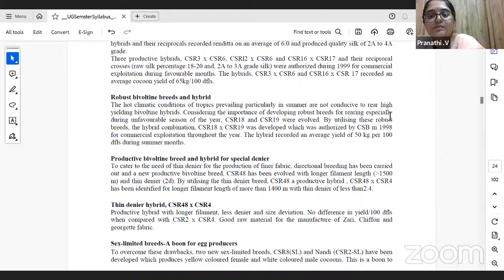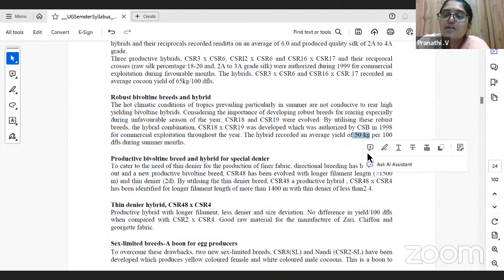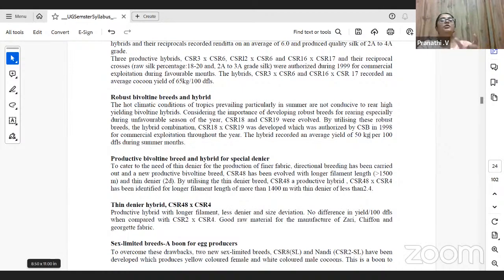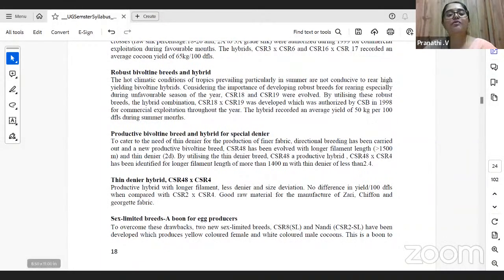What happened was, using robust breeds, the hybrid combination CSR 18 and CSR 19 was developed, and this was again authorized by the Central Silk Board in 98. The hybrid recorded an average yield of around 50 kilos per 100 DFLs during the non-productive, that is the summer months. And as a special 10-year effort, productive bivoltine breeds and hybrids were seen. What were they trying to do? That is directional breeding, so that you get a better productive bivoltine breed.